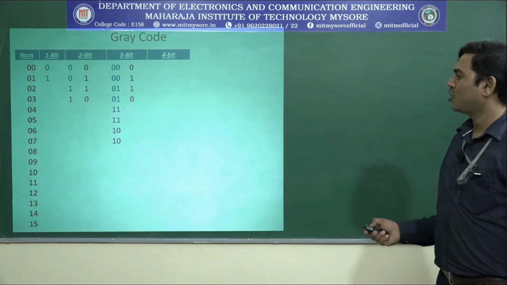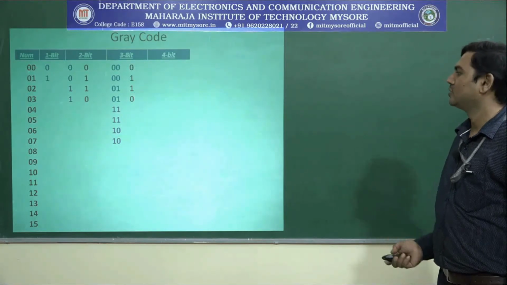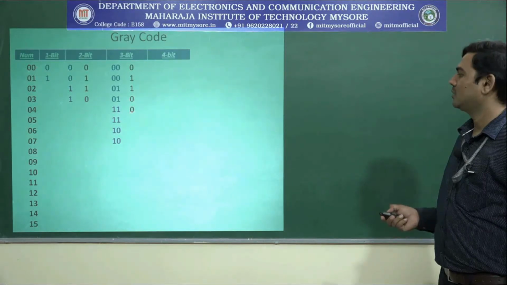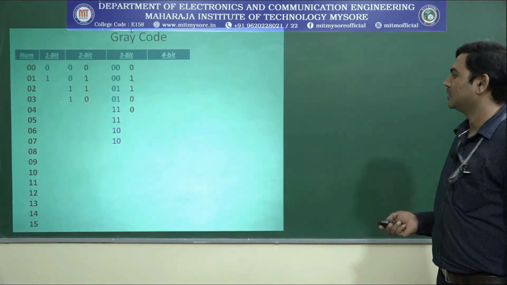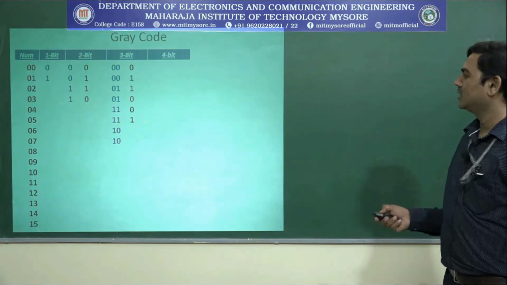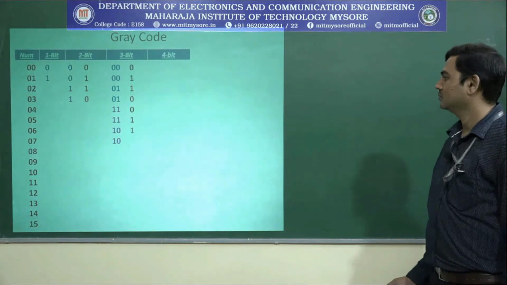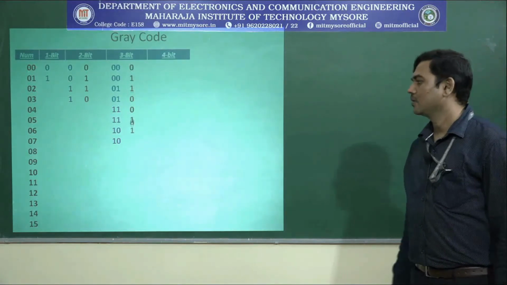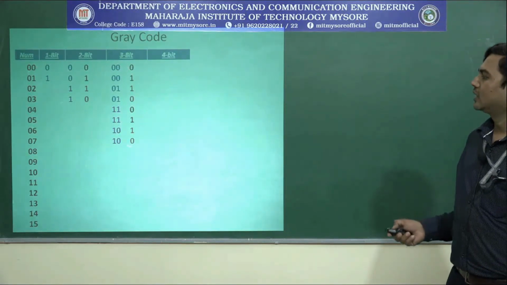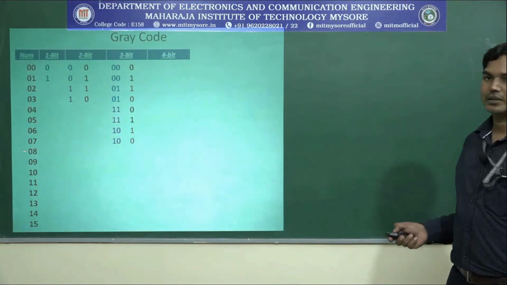So, can you guess what should be filled in these 2 places? Again, it should be the mirror image of this. This 0 has come up here, then 1 should come up here. Now, what should be in these 2 places? Again, this 1 should be here, this 0 will come here. So, we have the 3-bit representation of the decimal numbers here.